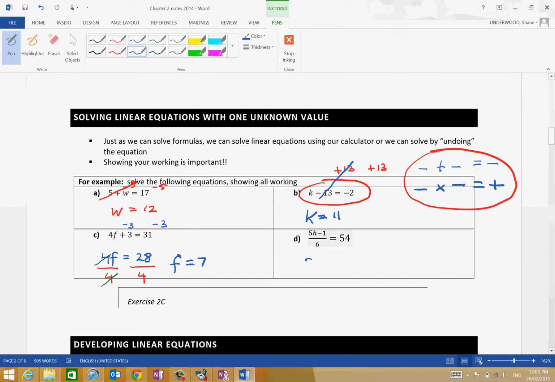So what we're doing is it's 5h minus 1 over 6, and we're multiplying the left-hand side by 6, and then we have to multiply the right-hand side by 6.